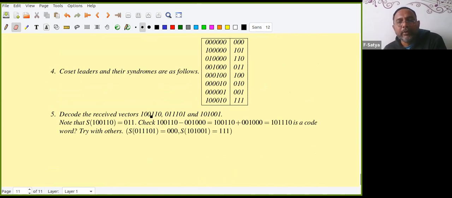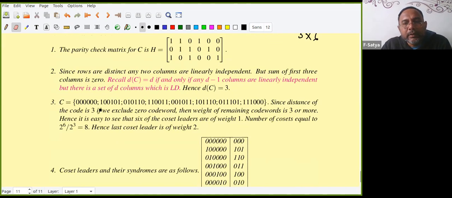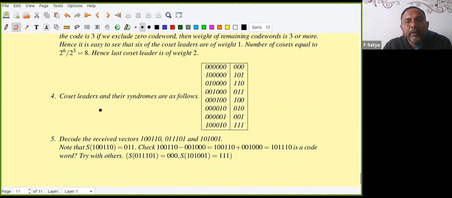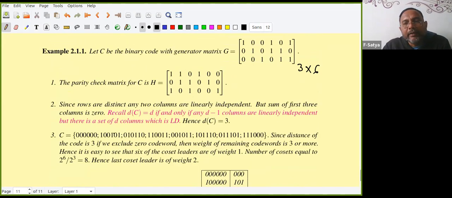I'm giving one exercise problem so that it will be easy for you later. So these are the received words. This is called the syndrome. For example, I get this. This is in the table, but I'll find it actually: it is nothing but H. I have not written it here somewhere: S equals H transpose times the vector, whatever the vector is. Now if you do this, I'll get 0, 1, 1. You can easily check with this matrix later.